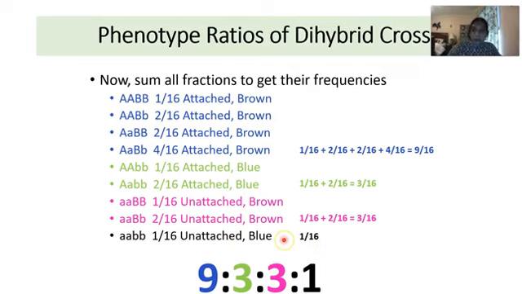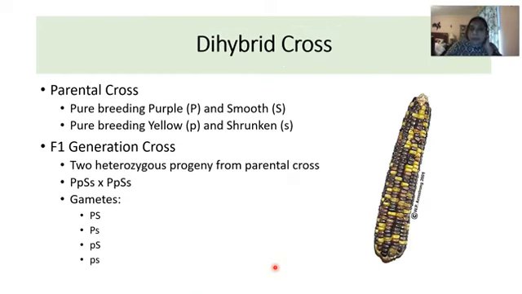So in a dihybrid cross with 2 heterozygous individuals for those 2 loci, you would get a 9:3:3:1 ratio. That's what you would be expected to see.